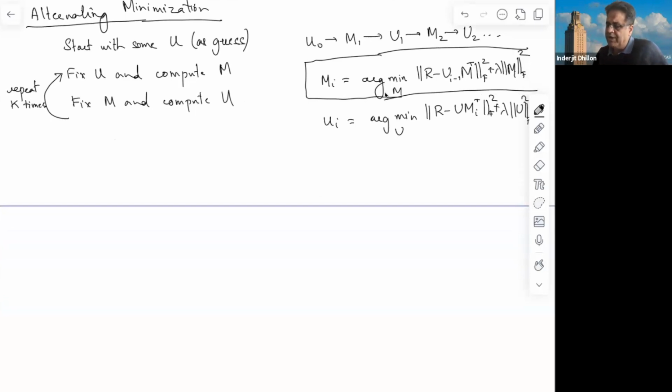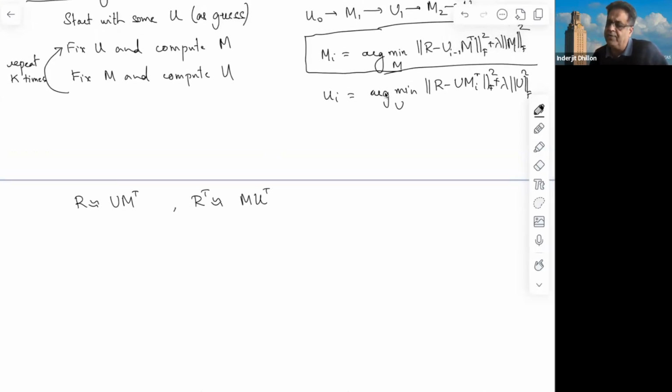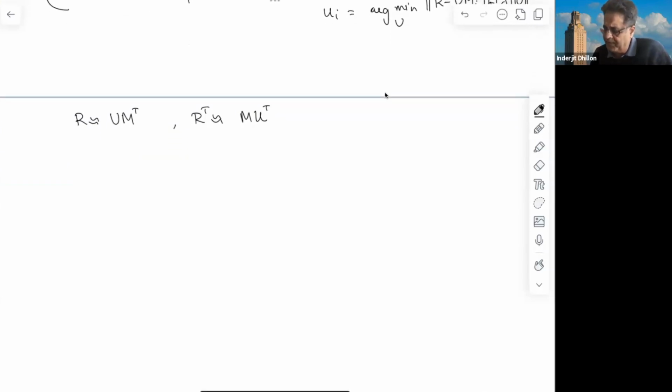Okay, so let's look in detail at what happens. If I have R nearly equal to U M transpose, let me flip this around. R transpose is nearly equal to M U transpose. So I think I'll just fix M first and then compute U. I guess I can do either one of them. But right now, suppose we fix M. The other case would be very analogous. You would just be working with the transposes. So let me just draw this out.